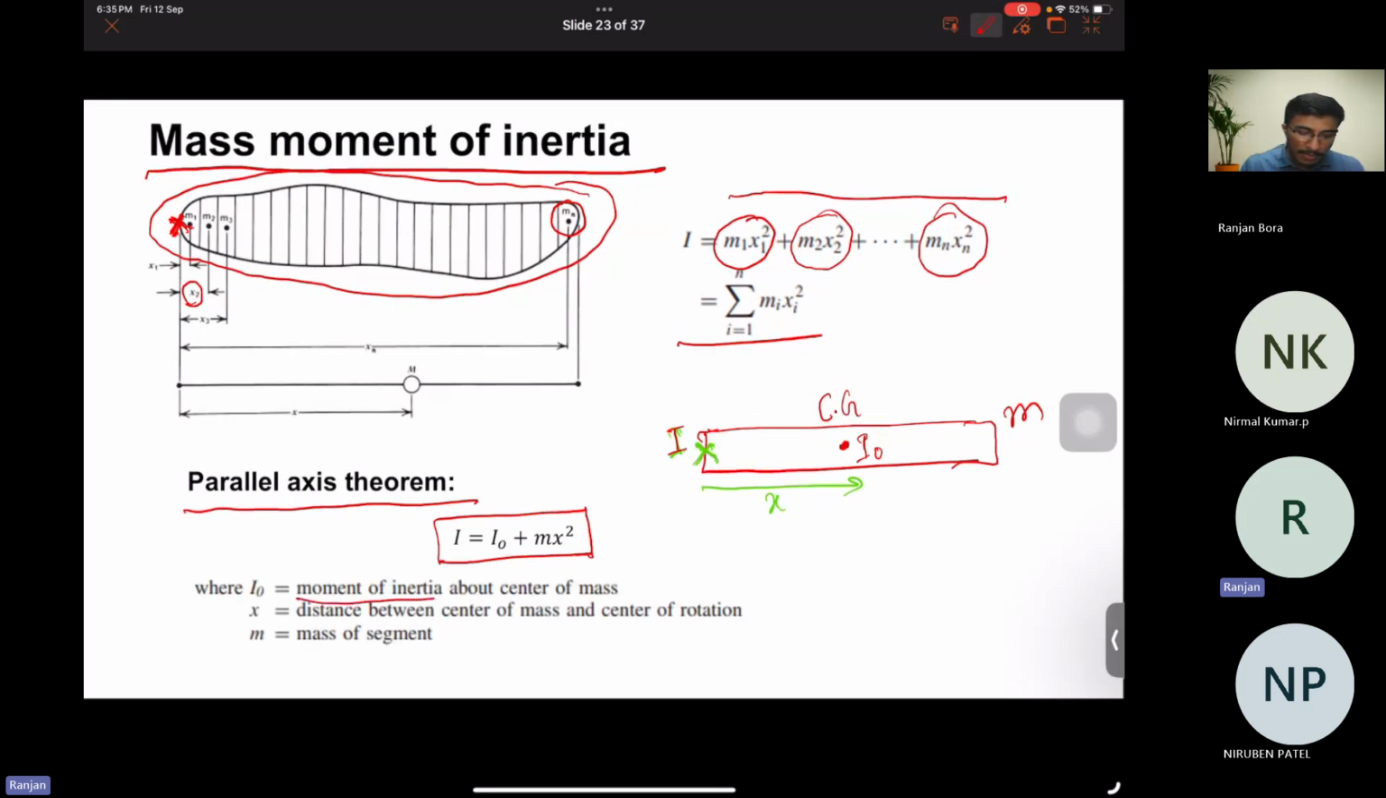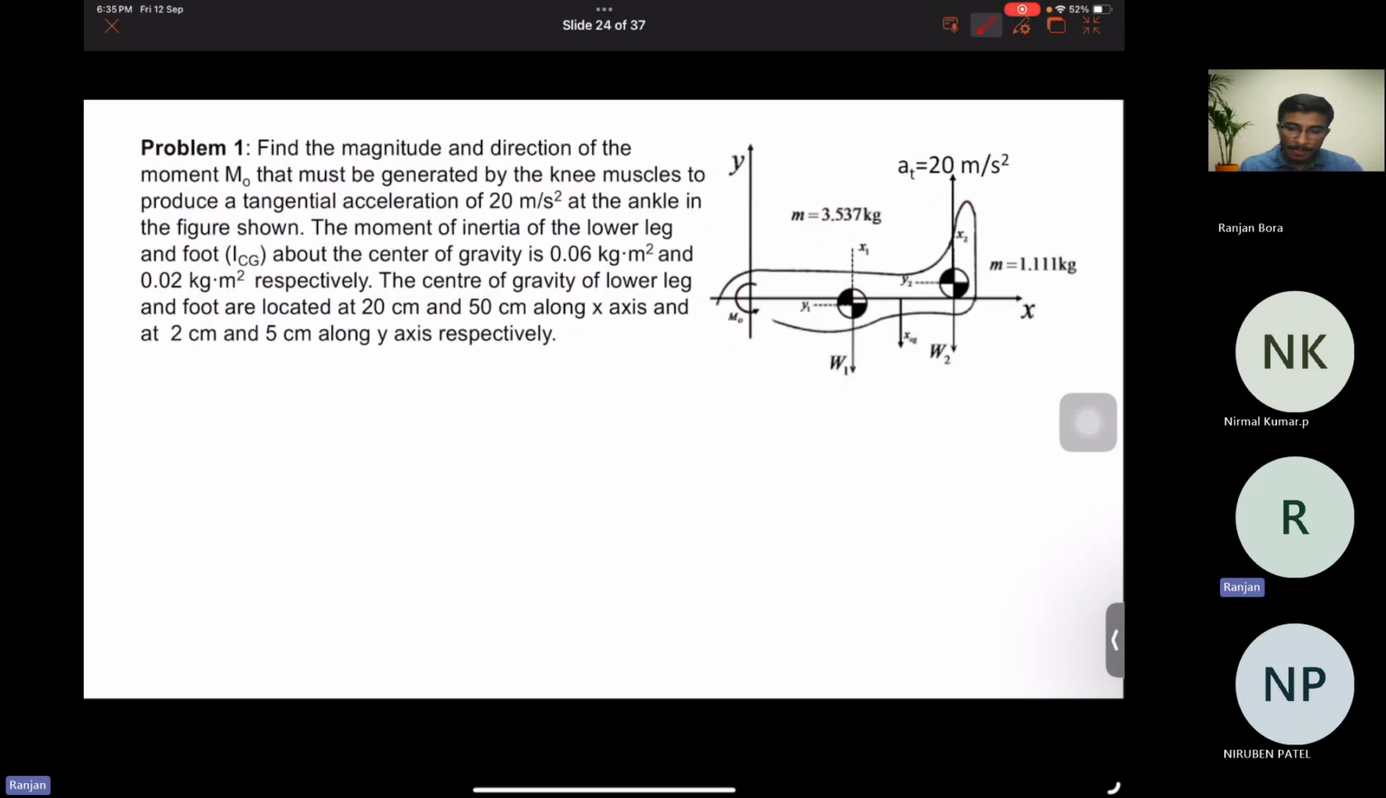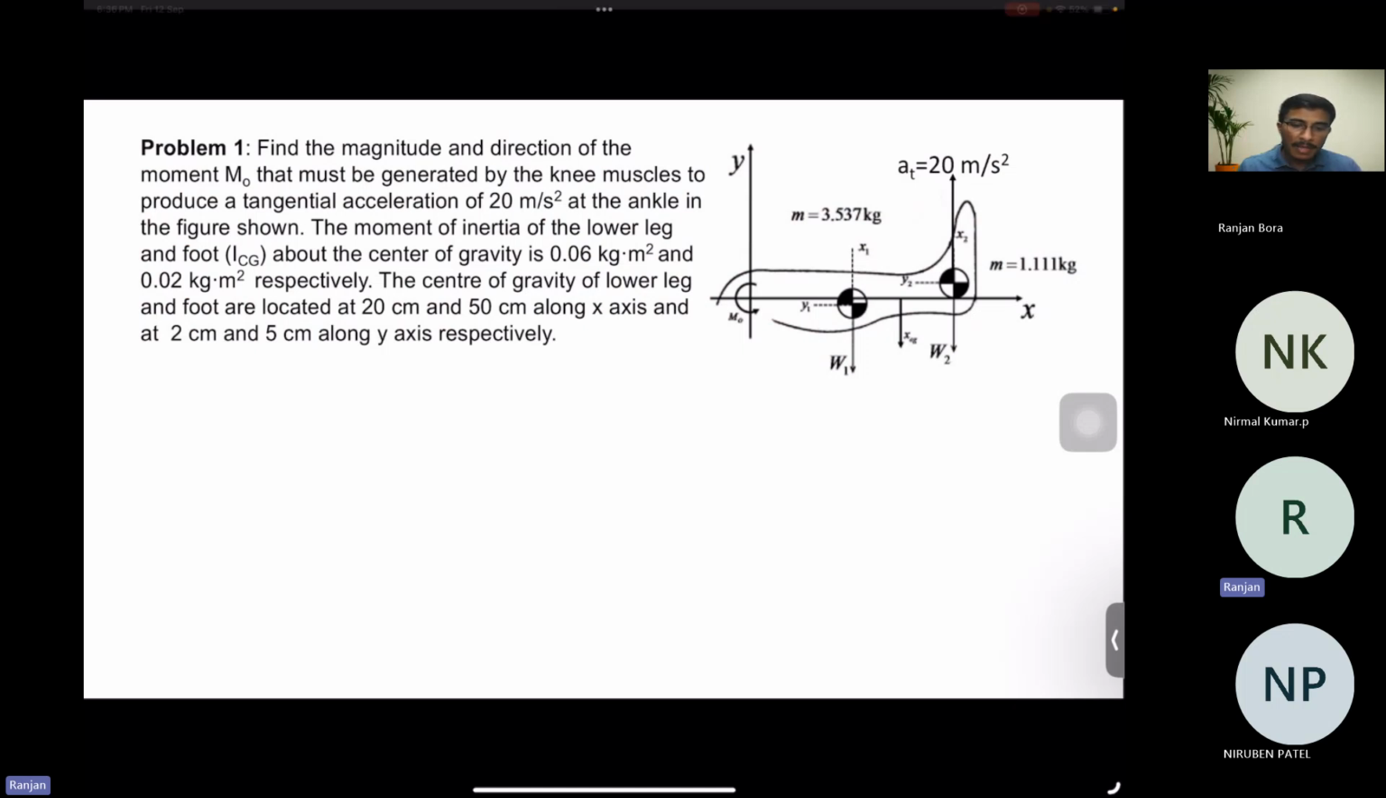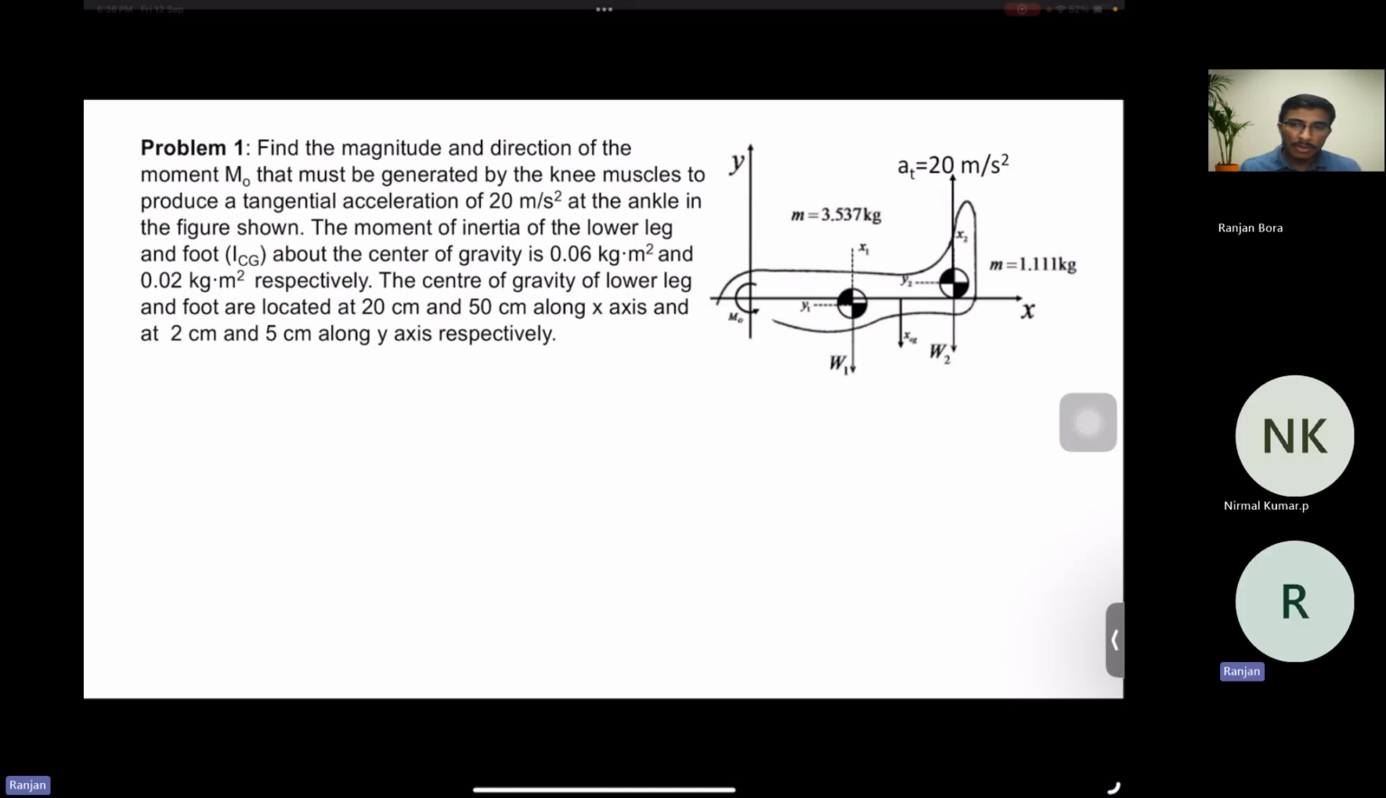Here I naught is the moment of inertia about the center of mass or center of gravity, x is the distance between the center of mass and the center of rotation, and m is the mass of the segment. Okay, so using that concept, now I will solve one problem. First we need to find the moment of inertia using the parallel axis theorem, and then I will use it to find the moment m naught about the knee joint.